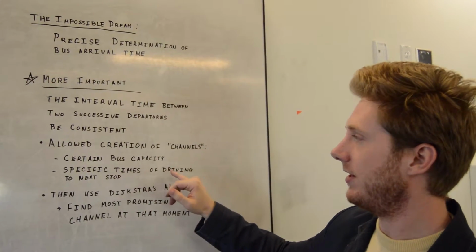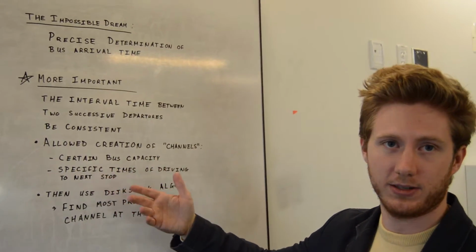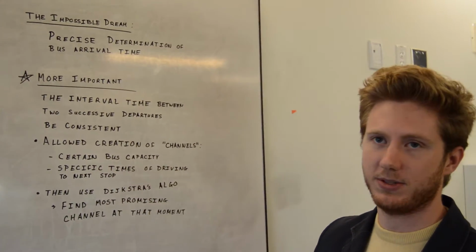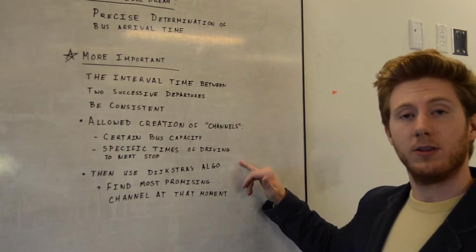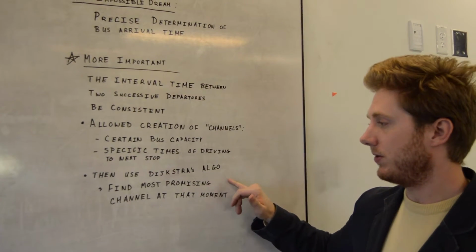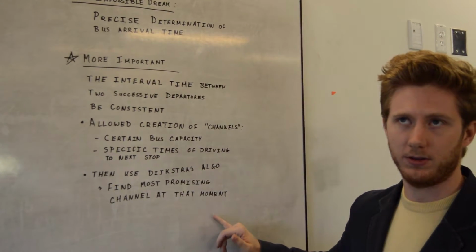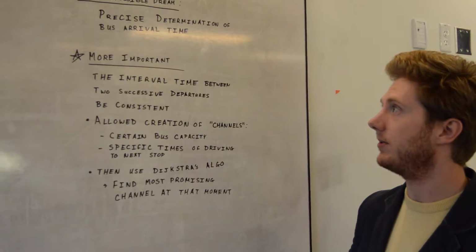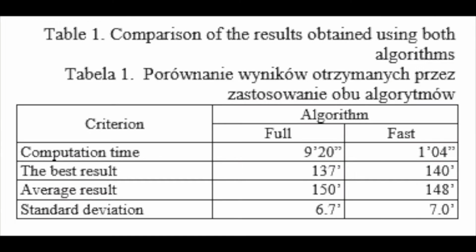This allowed the creation of channels, which has a certain bus capacity and the specific times driving to the next stop. This allowed them to use Dijkstra's algorithm to find the most promising channel at any moment during the bus's stops. Well, we're done. And what is our result? Well, the result we want is to reduce the calculation times of our solutions. A simple case of this took 20 stops and 20 buses, reducing time from a full algorithm of 9 hours to 1 hour with the fast algorithm.